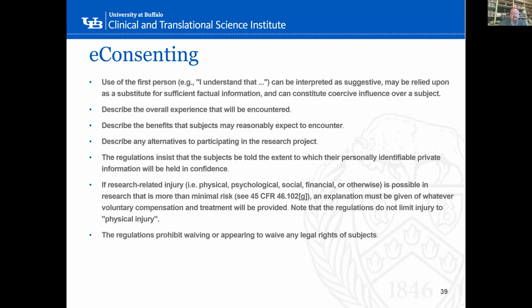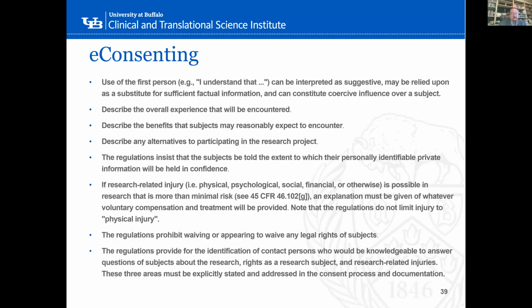The regulations prohibit waiving or appearing to waive any of the legal rights of the subjects, and the regulations provide for the identification of contact persons who would be knowledgeable to answer the questions of the subject about the research. Rights of the subject and research-related injuries, these three areas must explicitly be stated and addressed in the consent process and documentation. And there must be a statement saying that participation is voluntary and they have the right to withdraw at any time.